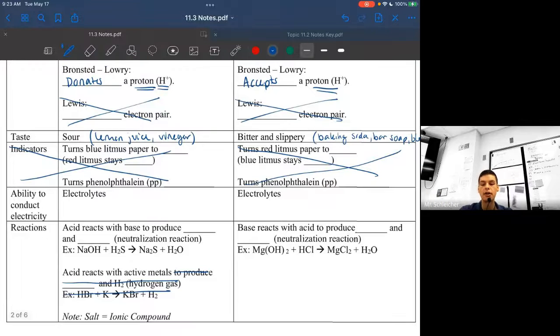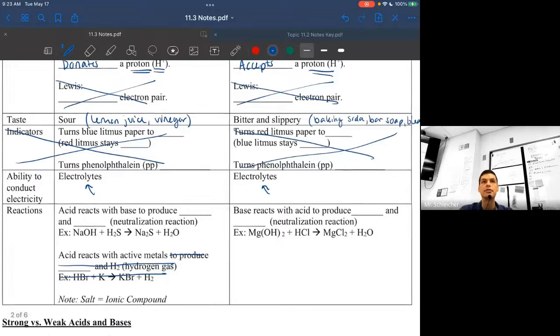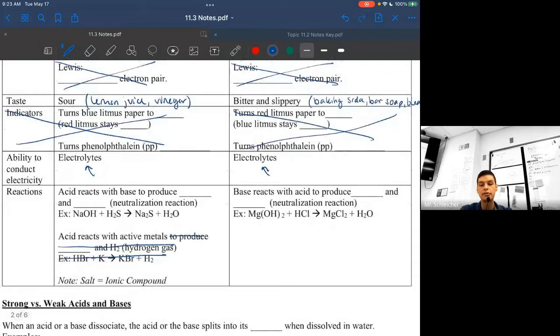So both of them are electrolytes. So if they're dissolved in water, they should start conducting electricity. Acids also react with bases to produce a water molecule and some salt. So when I say some salt, I really just mean an ionic compound. Anything like NaCl, CaBr2, those are ionic compounds, right?